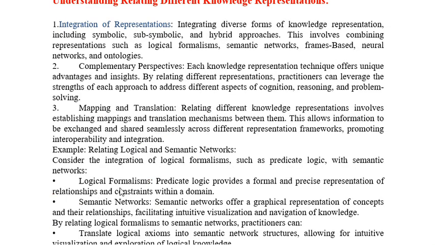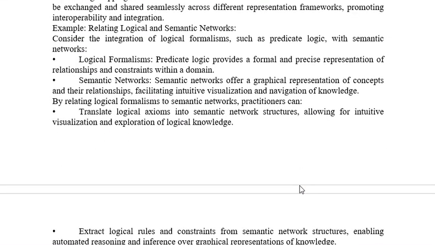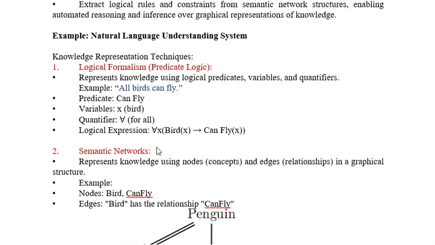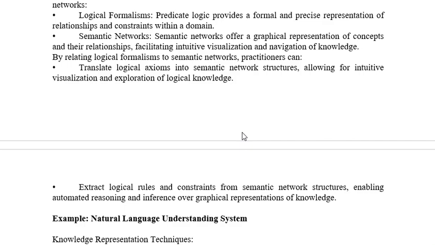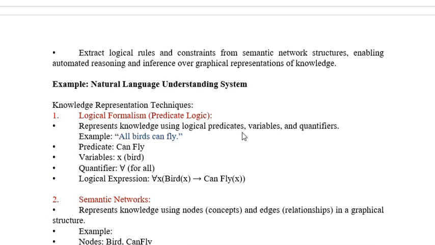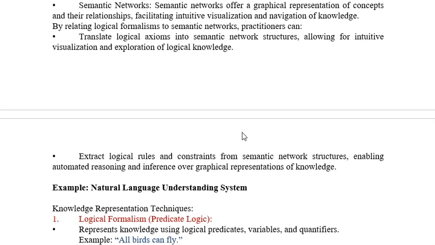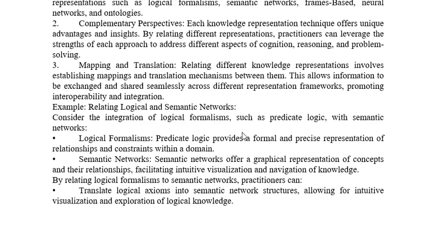What is the logical formalism, which is nothing but predicate logic? It provides a formal and precise representation of the relationships and the constraints within the domain. It means it will have a precise representation of the relationship. So it's very easy to understand, yes or no, and it is very simple. We are representing the variables mapping to the predicates, yes or no. So this is a simple representation.